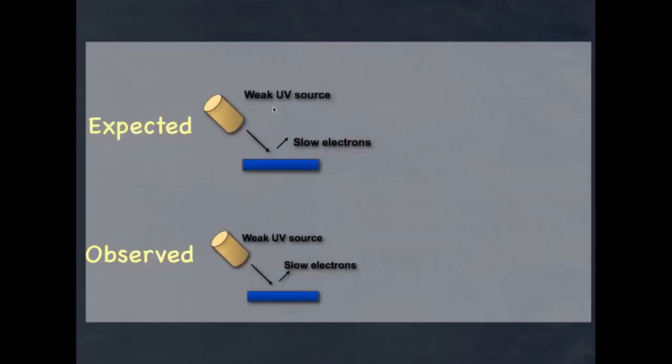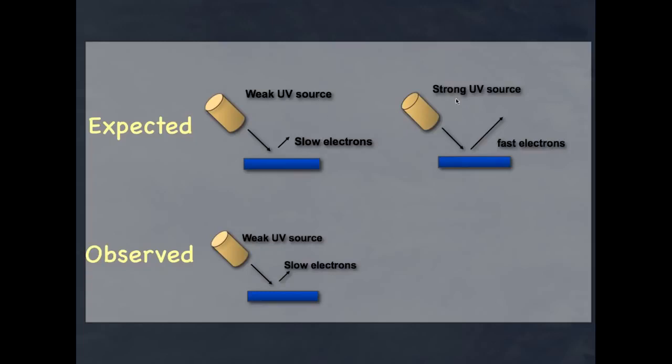Now, what happened was this. Lenard fired a weak ultraviolet source, and he expected that when you fire a weaker source, you'd get a slow electron. Therefore, if he were to apply a strong UV source, the electrons would get faster. In other words, if I increase the intensity of my UV source, then surely my electrons would have more energy. More intensity means more energy, and so he predicted fast electrons. But unfortunately, that's not what he observed.